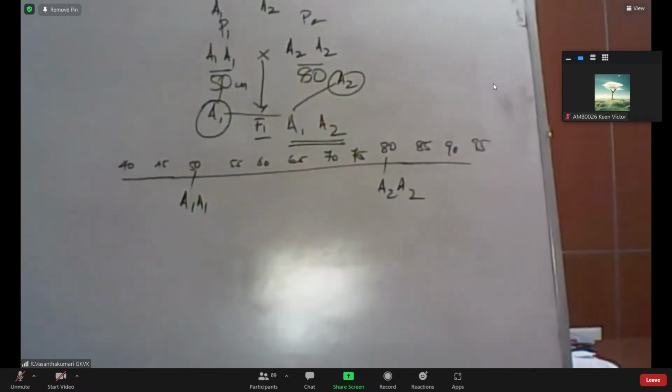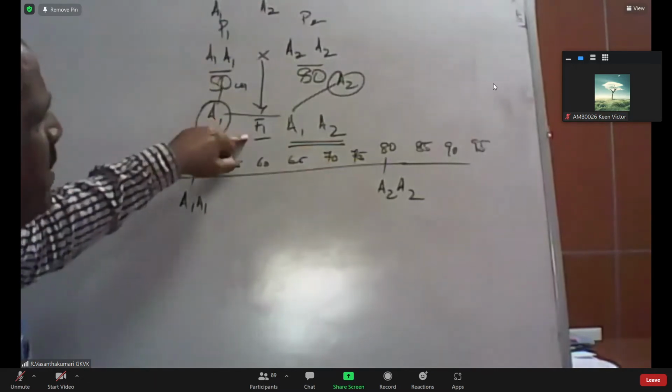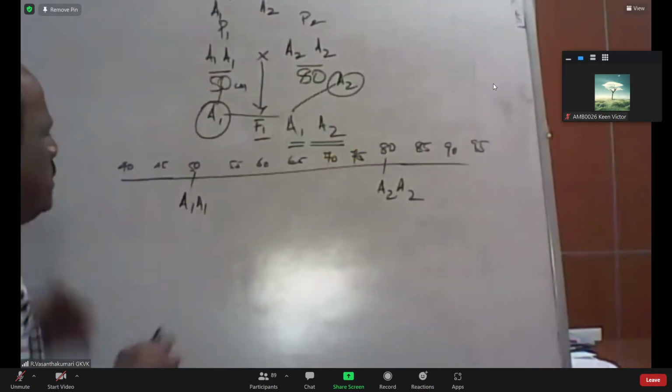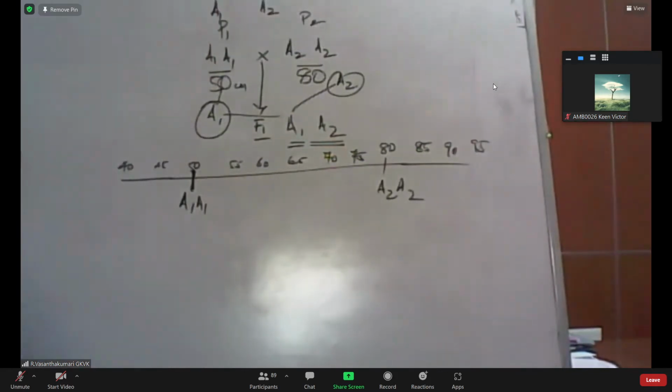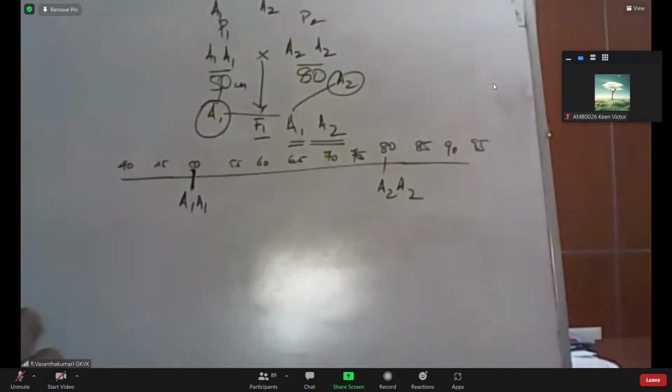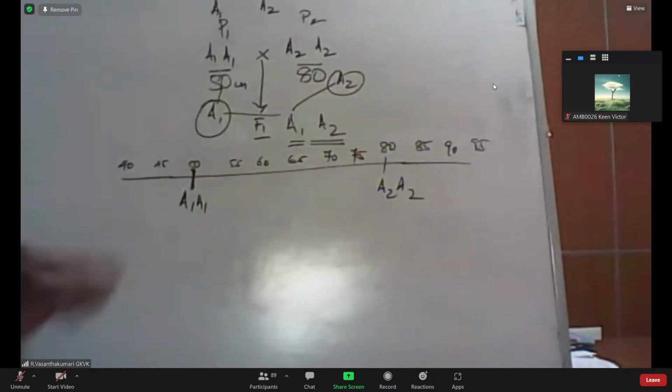Yes, sir. Now, if the mean plant height of the F1, A1 A2, is equal to 50 centimeters, then what do you say? A1 is the dominant. A1 is completely dominant to A2. Did you get it?